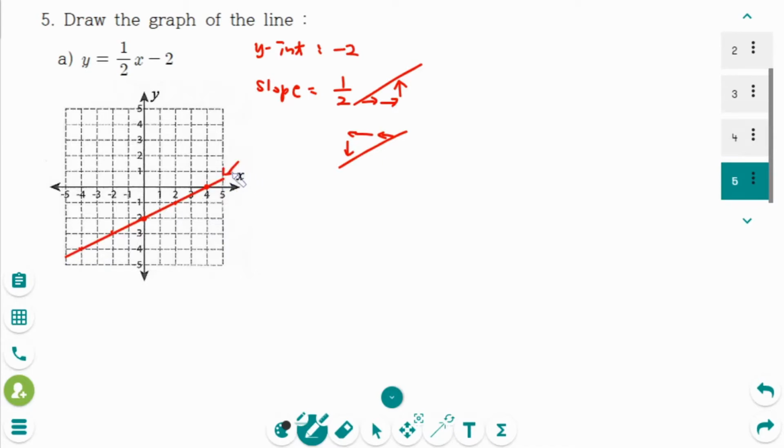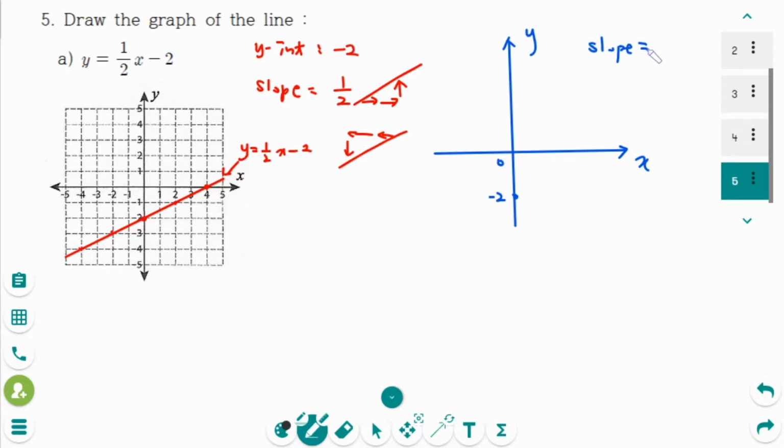So that graph is y equals 1 over 2x minus 2. But what if there is no graph paper? First, draw the x-axis and y-axis, like this, and plot the y-intercept, which is minus 2. Then think about the slope. The slope is 1 over 2.